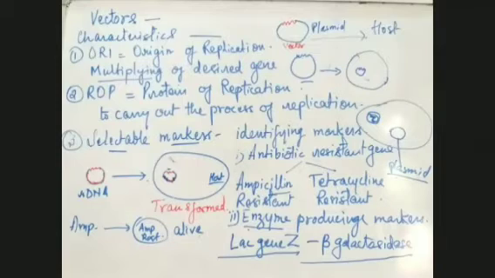Ampicillin and tetracycline and lacZ gene, I'll explain in detail. Okay, so this is clear till here. We have done three properties of vector. Number one is ori, it should have origin of replication, and third is it should have selectable markers.